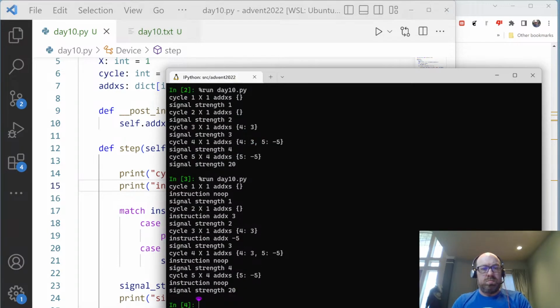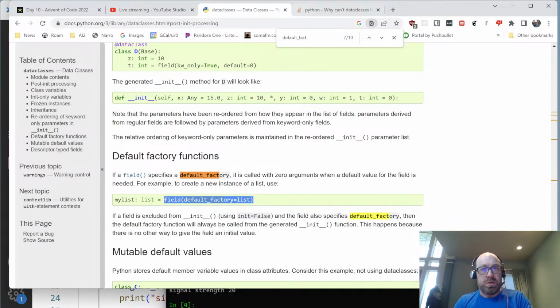Instruction noop, signal strength is 1. addx 4, 3, signal strength 20. Okay, so let's see if that is right.